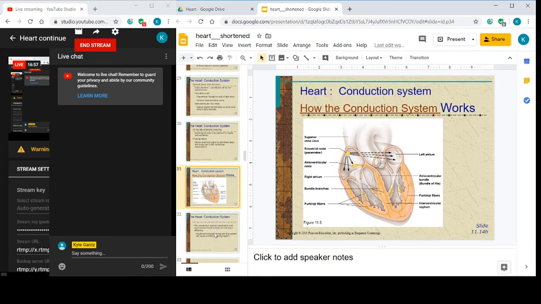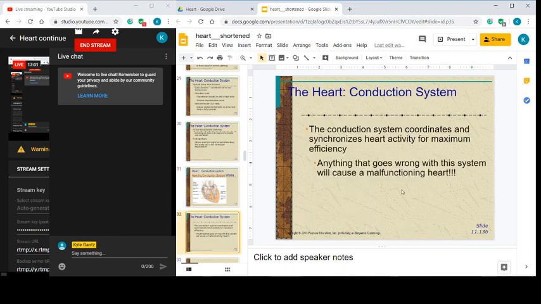So, that's what this is saying. This conduction system works with conduction, electricity, right? It synchronizes this heart activity for maximum efficiency.